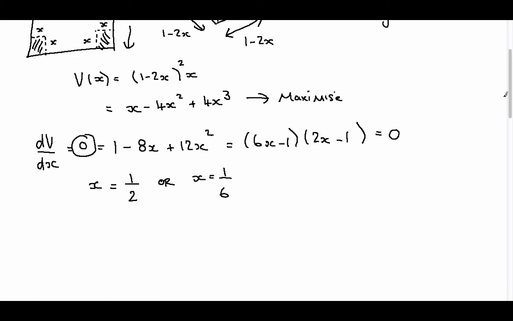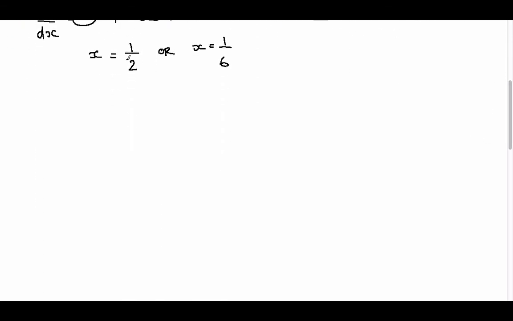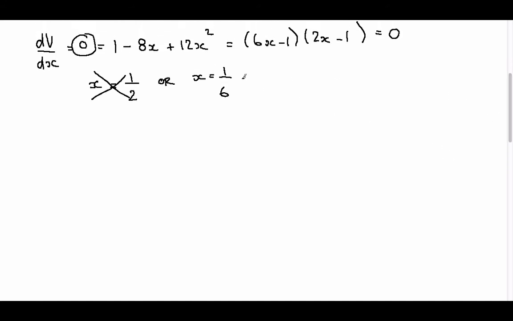Now clearly if we take x equals a half and go back to our original picture, we'll see that if x equals a half, what we're actually doing is dividing our piece of cardboard into 4 quarters, and we would have no box. So we can safely ignore this solution. So we just have x equals 1/6.